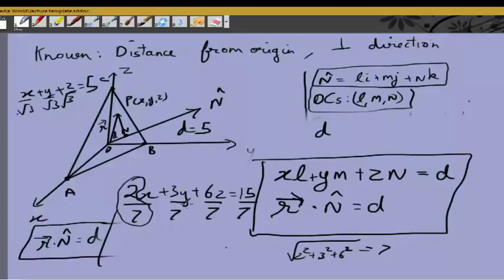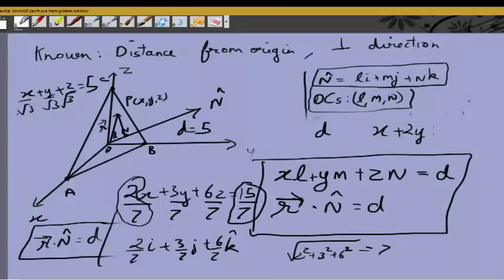And so if this is what is given to us, we can immediately see that the perpendicular direction is 2 by 7 i cap plus 3 by 7 j cap plus 6 by 7 k cap. Actually, 2i plus 3j plus 6k is also one of the perpendicular directions. Also the distance from the origin of this plane is 15 by 7. Right. If we are given x plus 2y plus z is equal to 6, we can immediately tell that the perpendicular direction to this plane is i plus 2j plus k. So this plane and every line in this plane will be perpendicular to i plus 2j plus k.